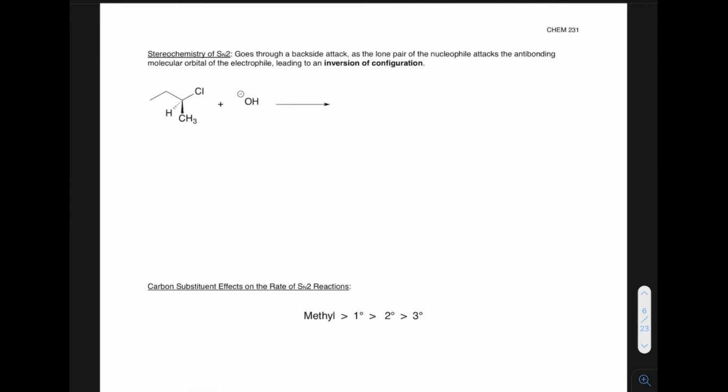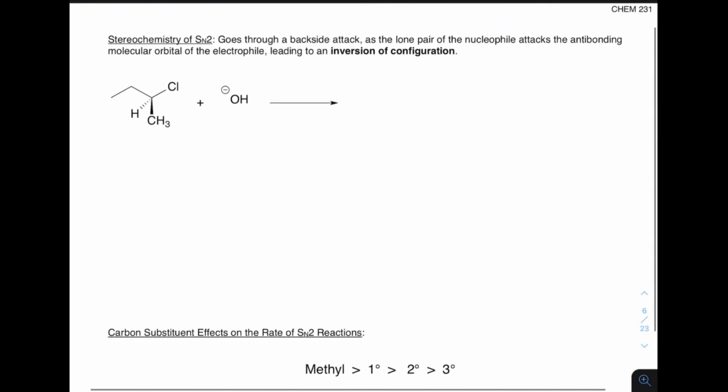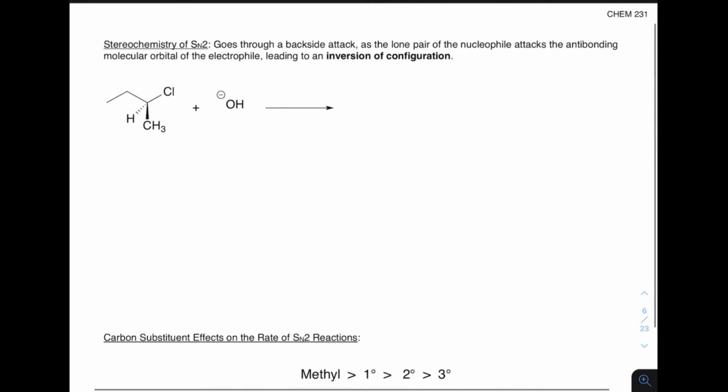And this transition state plays a big role too in determining stereochemistry, which we always have to be aware of. Because this molecule is going through a backside attack, the lone pair of the nucleophile attacks the antibonding molecular orbital of the electrophile, leading to an inversion of configuration, and I will illustrate that here to show what's going on.